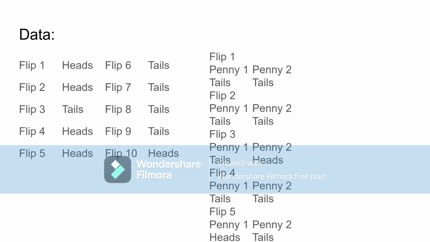And then over on the right, that set of data is when I did the stacked flips. As you can see, my hypothesis was correct with only two incidences of having both pennies not being on the same side.